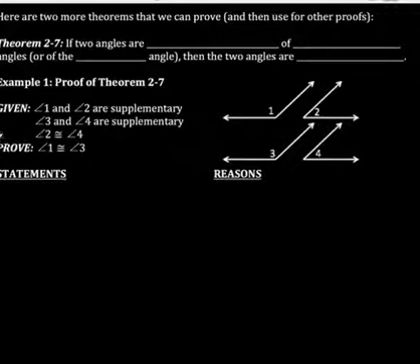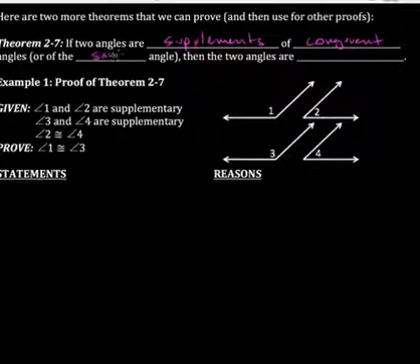This is actually using a new theorem, theorem 2-7, which says that if two angles are supplements of congruent angles or of the same angle, then those two angles have to be congruent to each other. So if two angles are supplementary to the same angle or to two congruent angles, then the two angles have to be congruent to each other. And so we're going to do that as a proof.